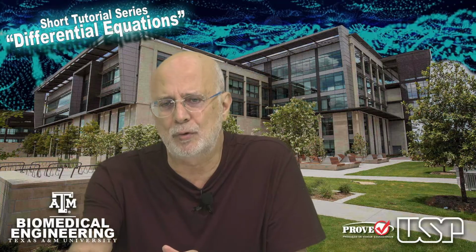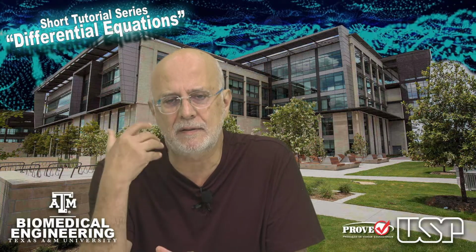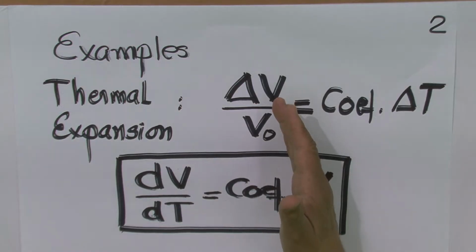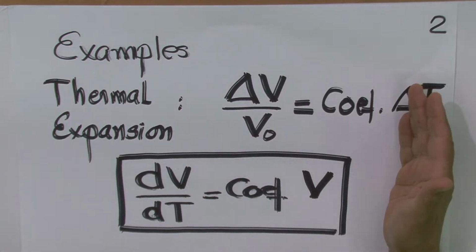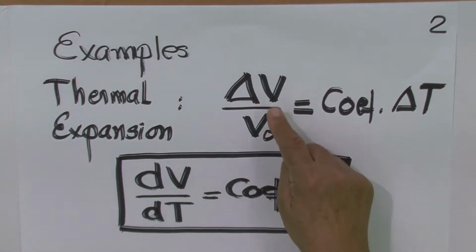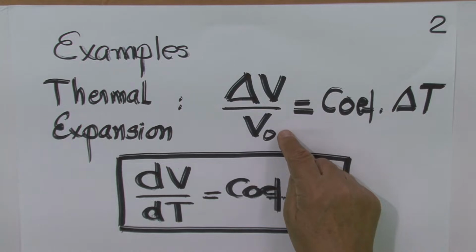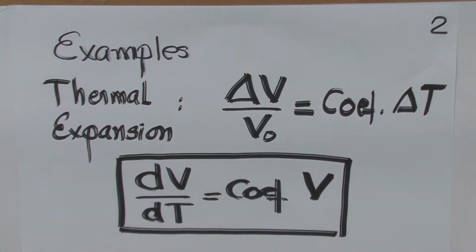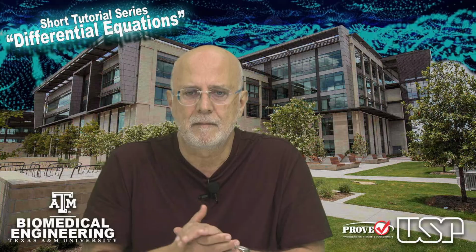So this is a true statement. I start by making a true statement that the relative variation must be proportional to the temperature change. Which means this will be bigger if this is big. This will be smaller if this is smaller for the same variation of temperature, right? So this is how we take a concept from physics and put it together in an expression.